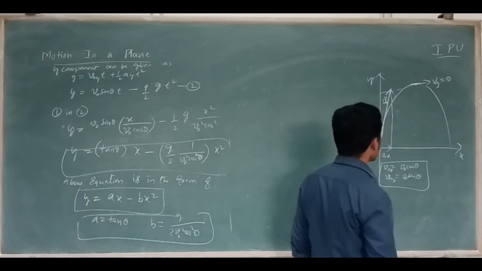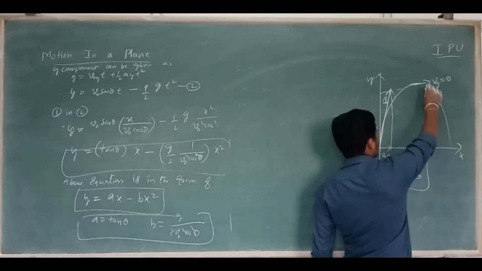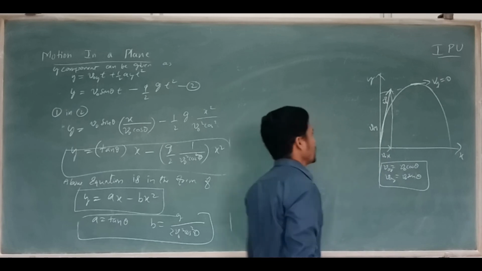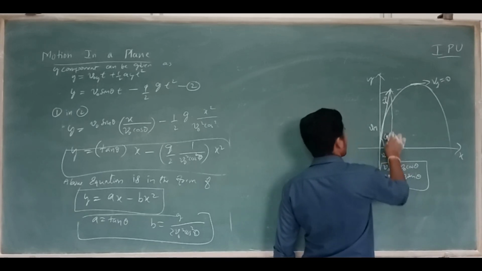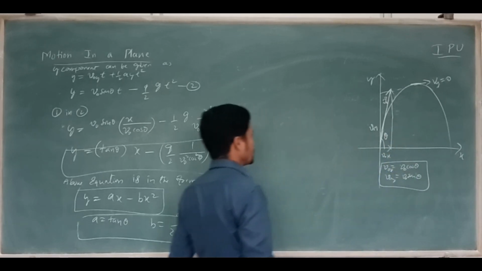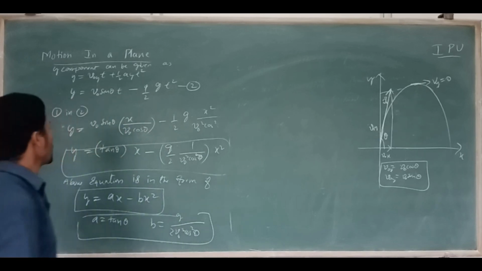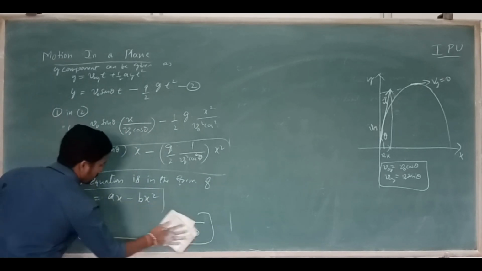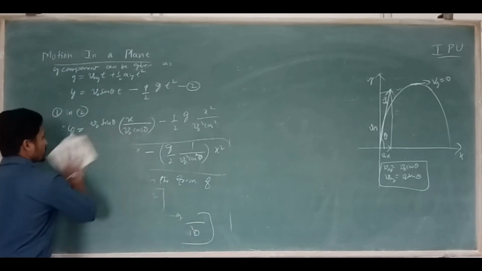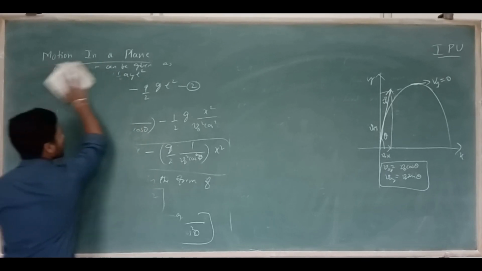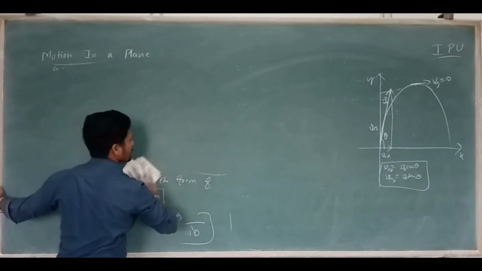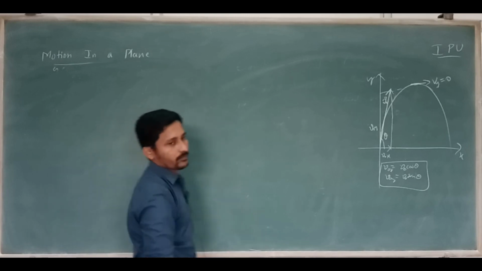So this diagram you must write down. This diagram you should know for the next derivations. So this is the path of the projectile, the equation of the projectile. For 5 marks they are going to ask this, which is the important one.